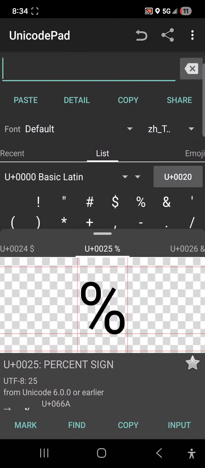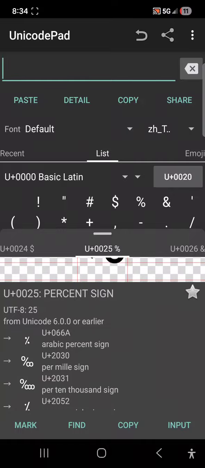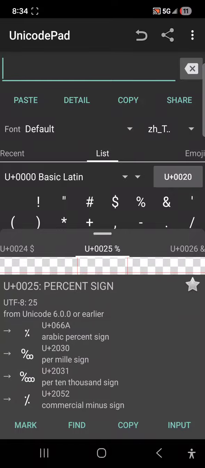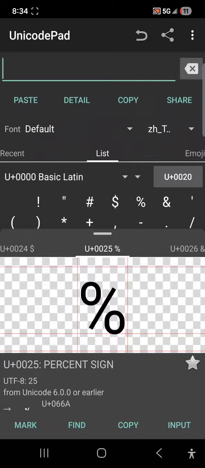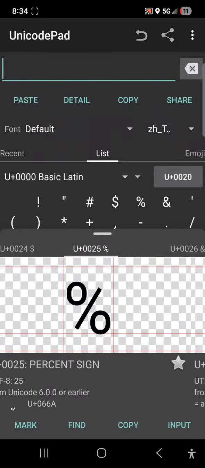This is the % sign, used in percentage of the phone I'm recording on right now. It's only different in Arabic, according to my knowledge.